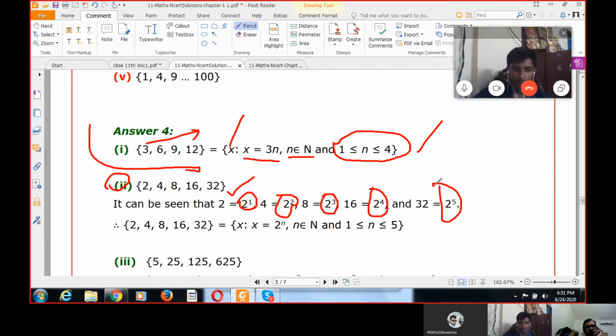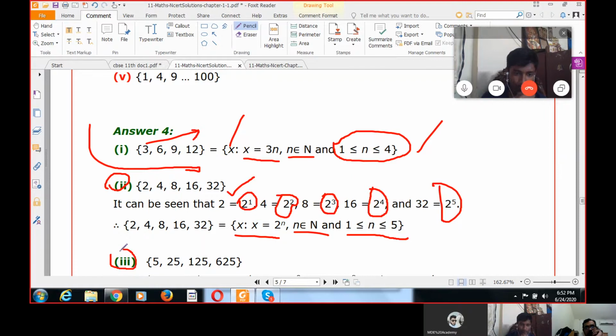So how will you write? That is x colon x is equal to 2 power n, because 2 is common: 2 power 1, 2 square, 2 power 3, 2 power 4, 2 power 5. So what is n? n is a natural number. So n belongs to N, and 1 is less than or equal to n, and n is less than or equal to 5. Do you understand? Yeah, sir. So based on this, we are going to do the next problem.